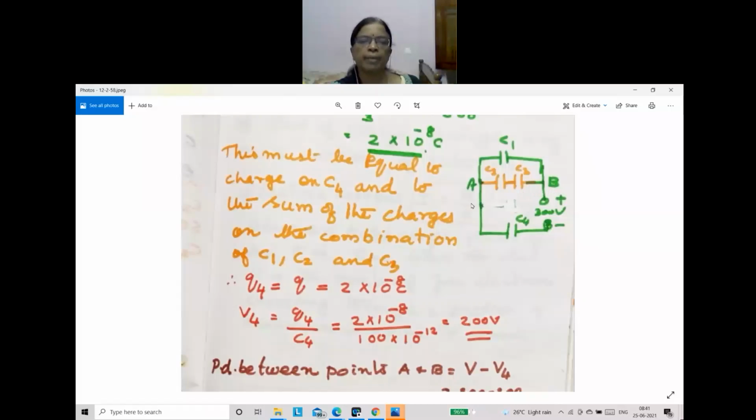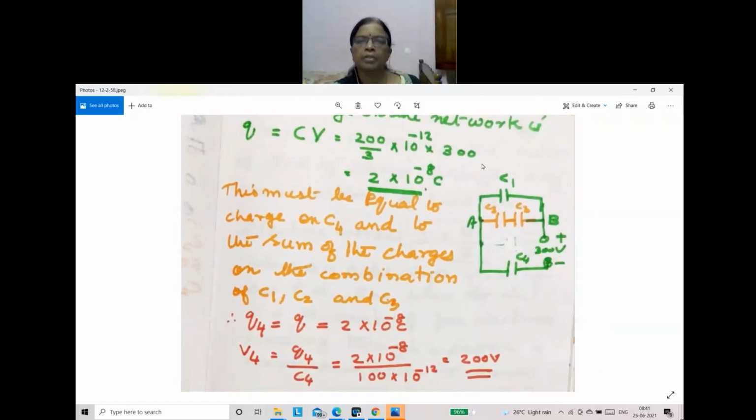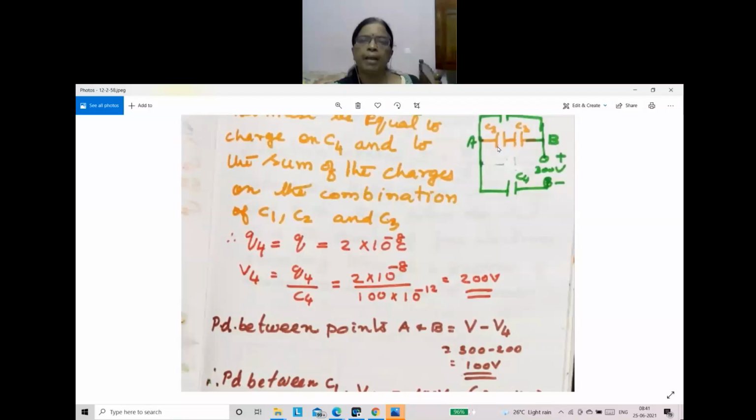So for these two together it will be 100, and for this one alone it will be 100. Now C2 and C3 have the same value of capacitance. So their potential difference, Q4 by C4 or Q3 by C3, will be the same, since C2 and C3 have the same value in our problem. So the voltages will also be the same. 100 is divided equally into two, because their values of capacitance are the same.